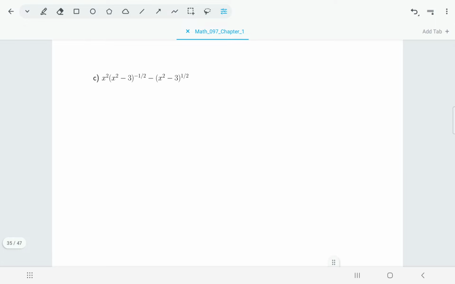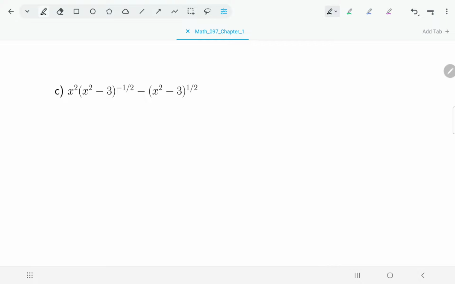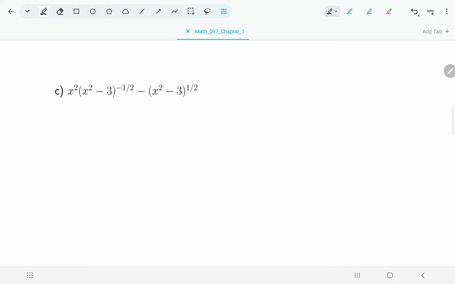Okay, one last one to do here. So this one I've got negative exponents. Reminder that when we're factoring things out, we're factoring out the smaller or more negative power. So if I'm looking at my two big terms, I have x squared minus 3's in common to both, one with a power of negative half, one with a power of positive half. What I'm going to factor out is the smaller or more negative of the two powers, so that would be x squared minus 3 to the negative a half.